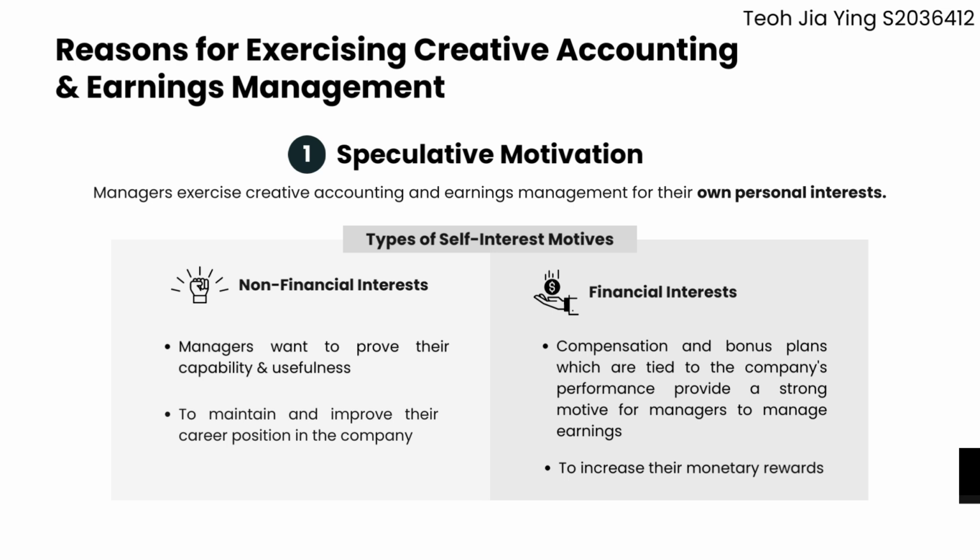Firstly, it is due to speculative motivation, which means managers exercise creative accounting and earnings management for their own personal interest, either to gain personal benefits or to achieve internal financial goals set by the company. There are two types of self-interest motives. First is non-financial interest, where managers want to prove their capability and usefulness so that they can improve their career position in the company. Another type is financial interest. Compensation and bonus plans, which are tied to the company's performance, provide a strong motive for managers to manage earnings in order to increase their monetary rewards.